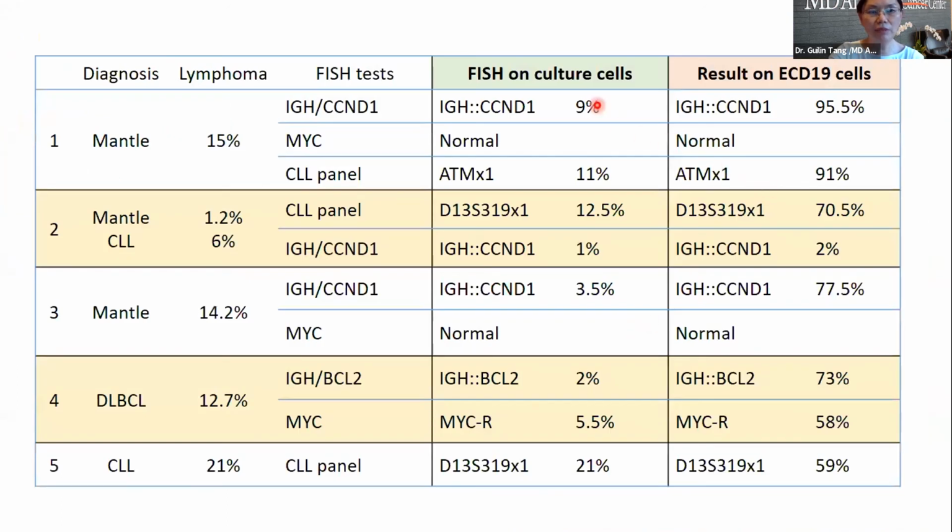I also have this one from when we did the validation. We did in parallel FISH on the culture cells and FISH on the CD19 enriched cells. Even though we use a relatively high cutoff percentage, you see the abnormality on the culture cells, but on the enriched CD19 cells they are much higher, in all of them. We did mantle cell lymphoma, CLL, and diffuse large B-cell lymphoma. For the MYC rearrangement, the cutoff for us is 4.7%. That is really borderline if you don't do the enrichment, but with enrichment it's 58%, which gives you a definite positive result.